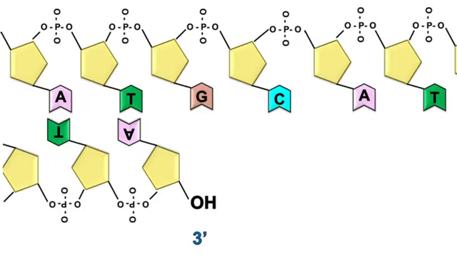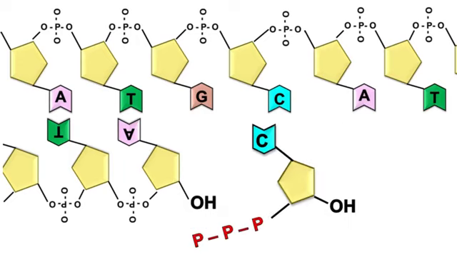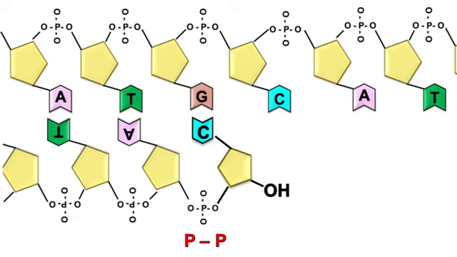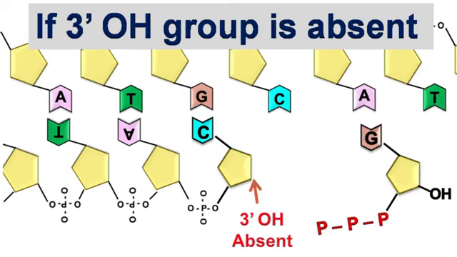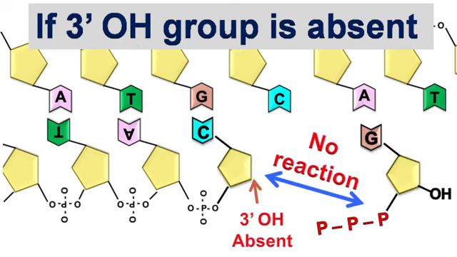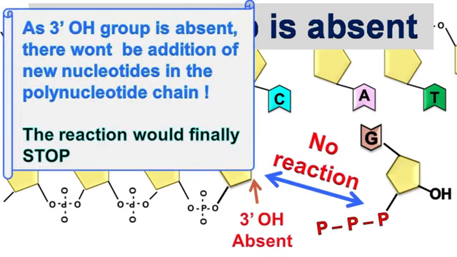The hydroxyl group attached at the 3' end plays a very important role in DNA polymerizing reaction. During DNA polymerization, there is a reaction between 3' group and the phosphate of the new dNTP. In 1977, Frederick Sanger had a brilliant idea. If the 3' group of the nucleotide is absent, then there won't be addition of new nucleotides and the reaction would stop.